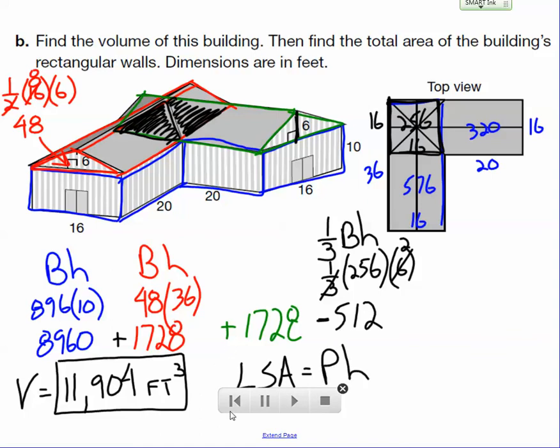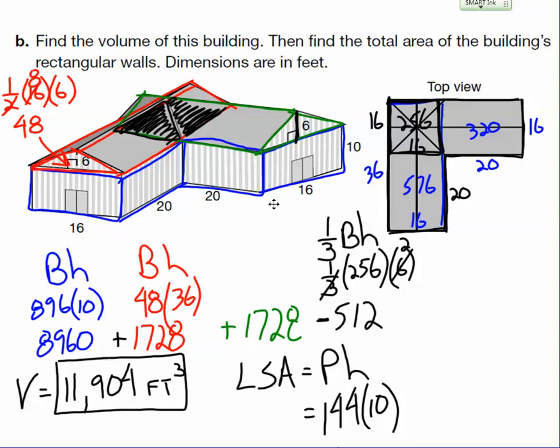Now the lateral surface area, not nearly as tough. We're just going to take the perimeter of the base times the height of the prism. I'm outlining the perimeter here. We've got 36, 16, 20, 20, 16, and 36. And when you add up that whole perimeter of the building, you get 144. And the height of the prism is 10-foot walls. So that's 1,440 square feet.